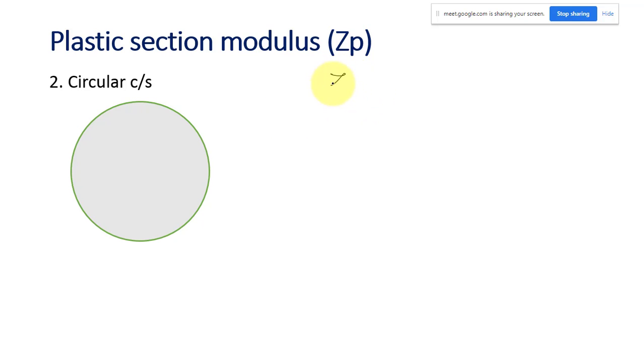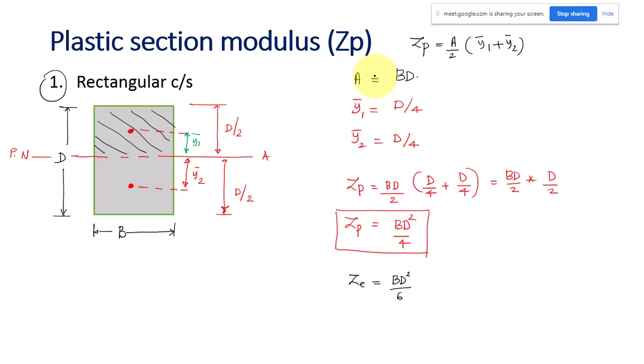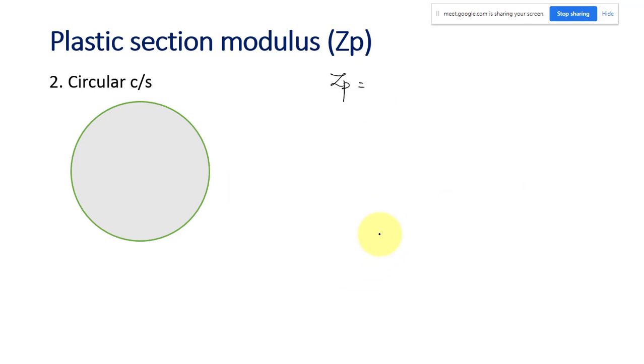So again, plastic section modulus. You have to remember all these very easily. The elastic modulus is π D cube by 32, and the plastic modulus is something higher, D cube by 6. Okay, a little higher. And again Zp is equal to A by 2 into y1 bar plus y2 bar. So this is a symmetric section.